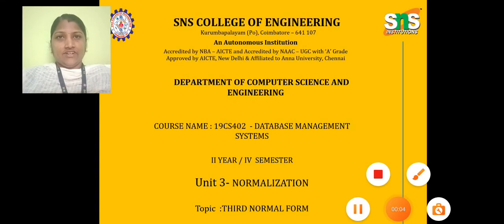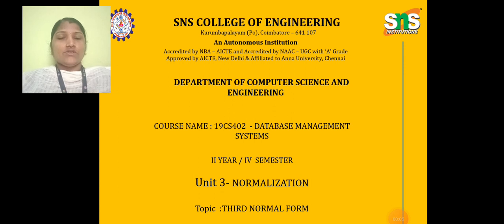So hi everyone, in this video we are going to see about third normal form. In the previous classes we had started with functional dependency. What are all the types of functional dependencies? What is functional, trivial, non-trivial, what is partial, fully functional, transitive dependencies and multi-value dependencies, like that.